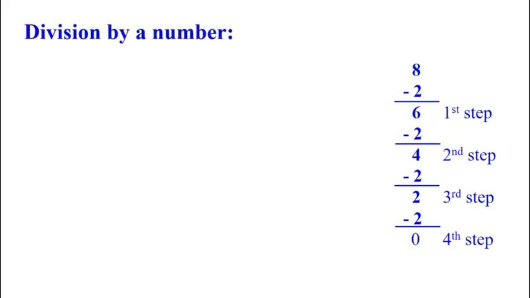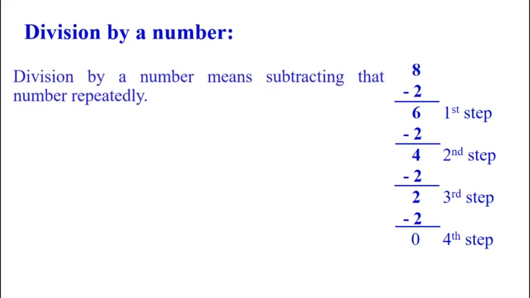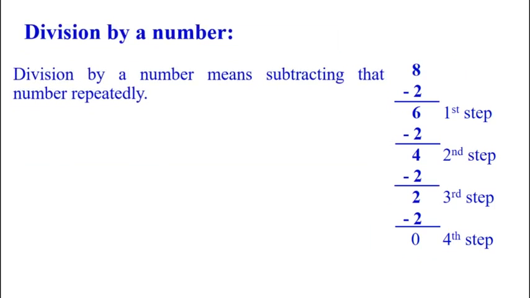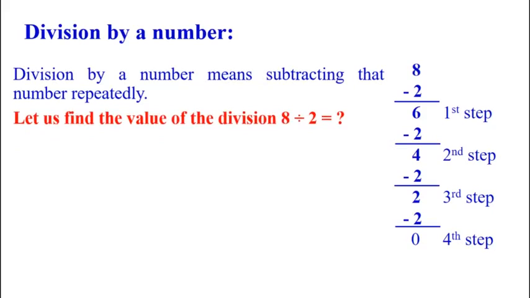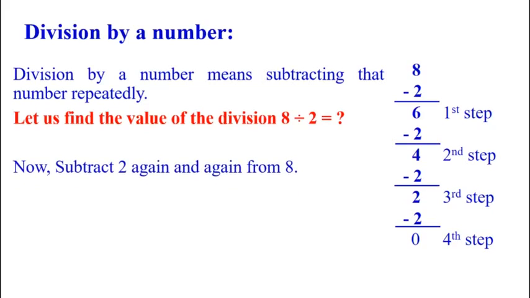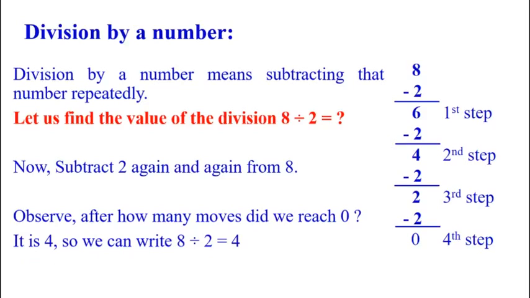So division by a number. Division by a number means subtracting that number repeatedly. So let us find the value of the division 8 divided by 2. Now subtract 2 again and again from 8. So observe after how many moves did we reach 0? It is 4.